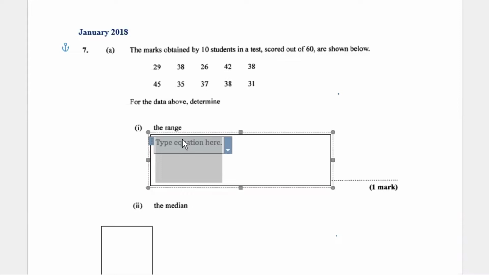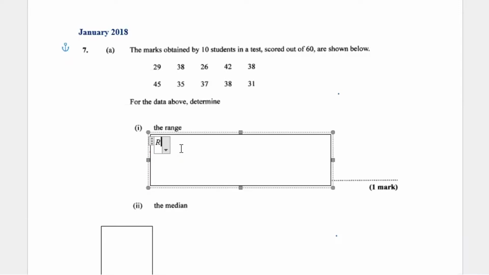And here it goes. It says the marks obtained by 10 students in a test scored out of 60 are shown below, and they gave us the 10 marks, which is 29, 38, 26, 42, 38, 45, 35, 37, 38, and 31. And it says for the data above, determine the range.